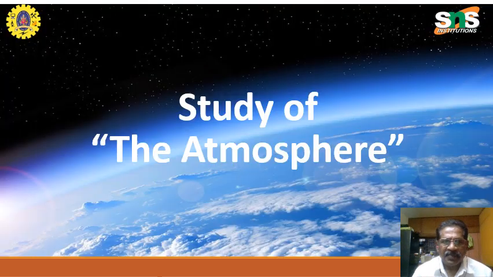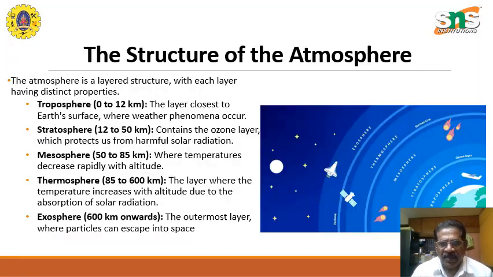Let's move on. Now, this is something like we have seen earlier. We have to study the atmosphere. What are the various layers of atmosphere? How are they distributed? The structure of the atmosphere. First, we have the troposphere from 0 to 12 kilometers, the layer that is closest to the Earth's surface and where the weather phenomena occur. Next is the stratosphere, from the 12 to the 50th kilometer, which contains the ozone layer, which protects us from the harmful solar radiation.